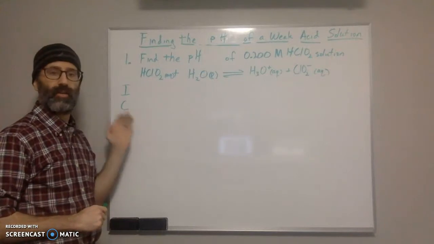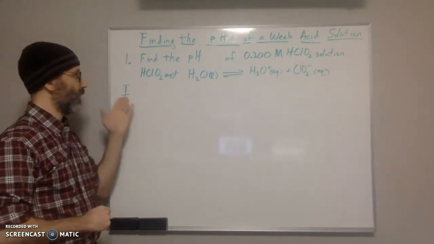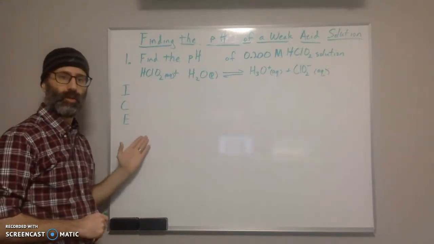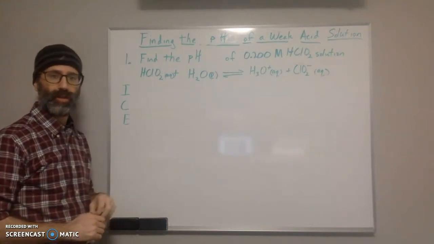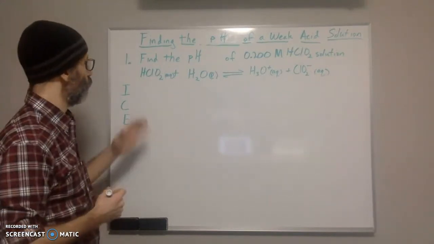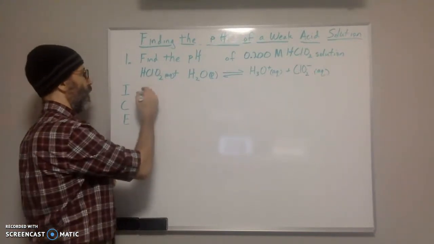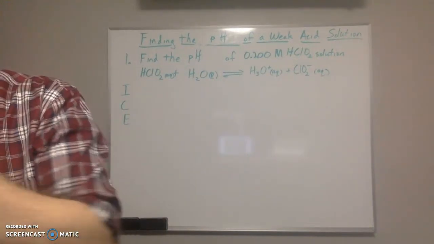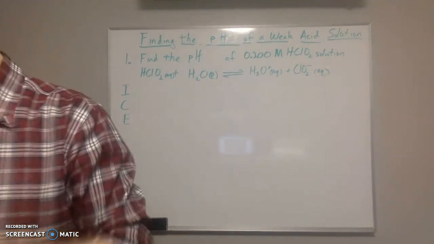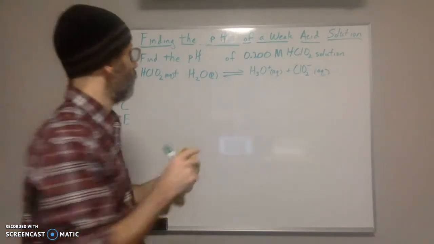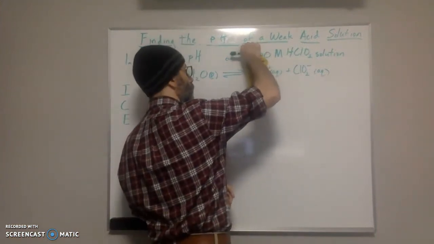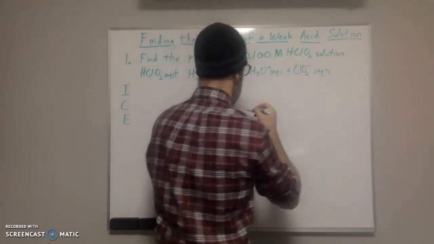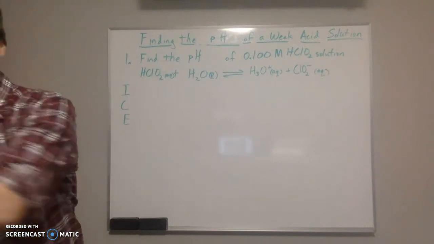So the next thing is you want to set up your ICE chart, and then you're going to figure out what the initial concentrations are, the change, and then the expressions for those concentrations at equilibrium. Let me make sure I have the initial concentration correct. It is 0.1, so 0.1 molar solution.